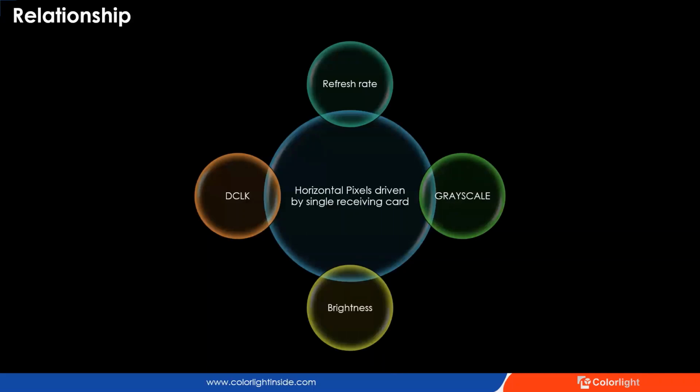The parameters in this circle are interacting with each other. The DCLK will affect refresh rate, brightness, grayscale, and the limitation of the horizontal pixels that can be driven by a single receiving card. The grayscale affects brightness and the refresh rate. The refresh rate affects brightness. The number of horizontal pixels affects all those four parameters.